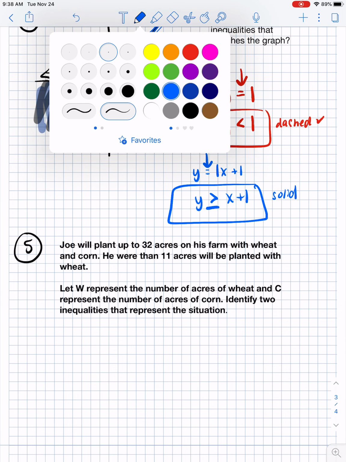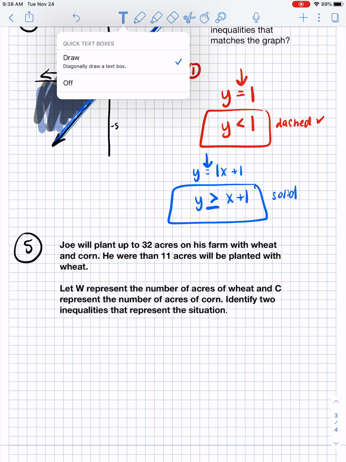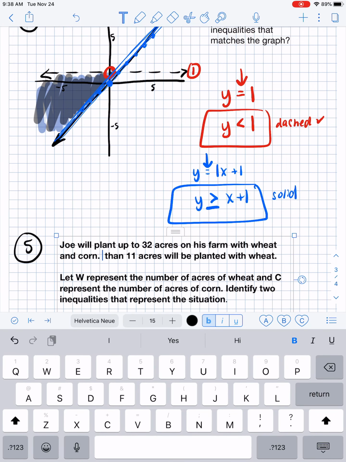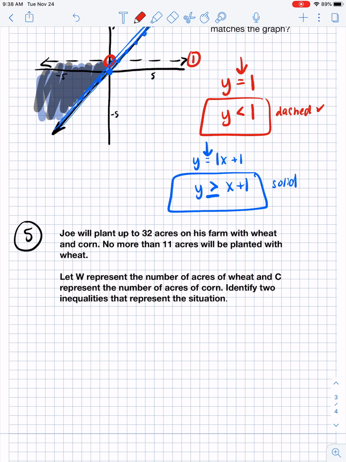All right, last one here. It says, Joe will plant up to 32 acres on his farm with wheat and corn. He, I'm not sure what that's supposed to say. Oh, no more than is what that was supposed to say. So let me change that real quick. So no more than 11 acres will be planted with wheat, okay? Let W represent the number of acres of wheat and C represent the number of acres of corn. Identify two inequalities that represent the situation.